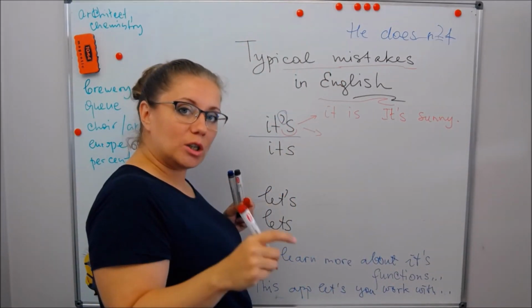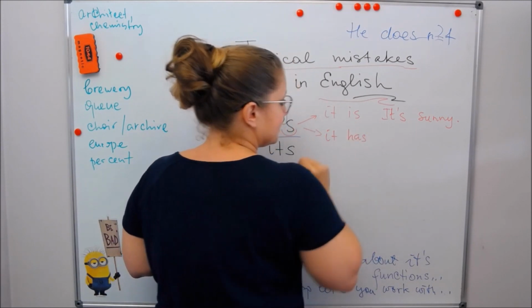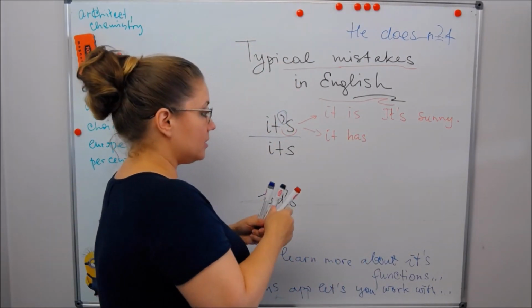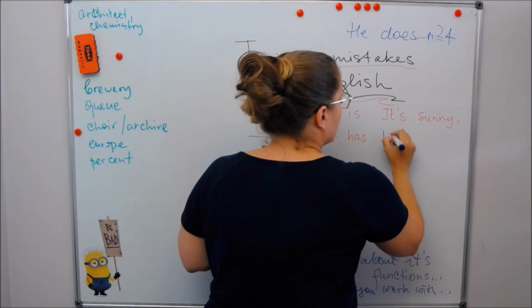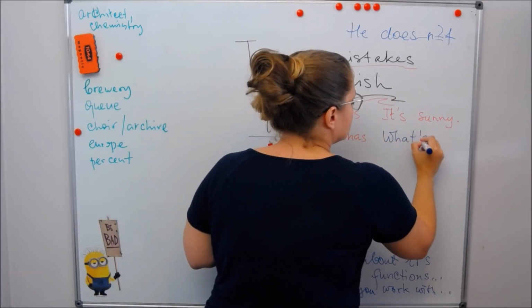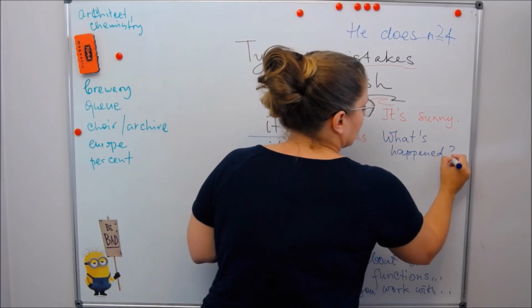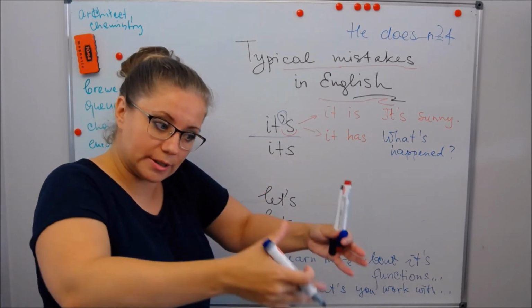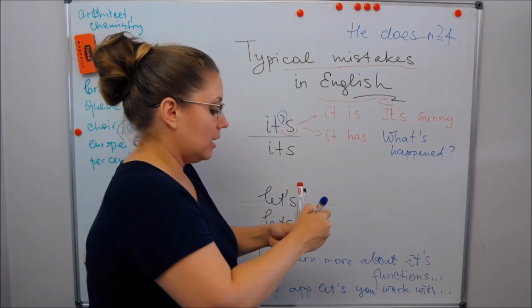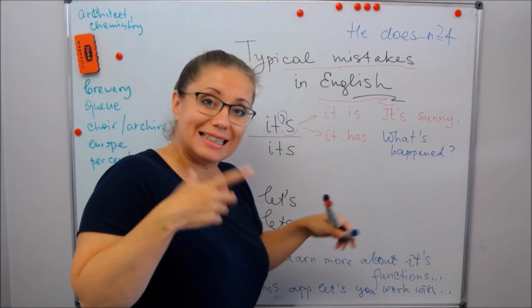Or it can also stand for has. So it has. For example, this is a very, very big question for English learners. When we see this phrase, what's happened? Yeah, about the finished action. What's going on? What's just happened? Many English learners think it is, but it's not is.